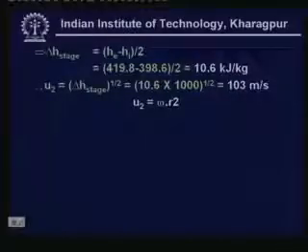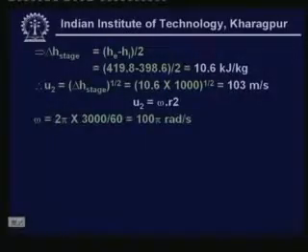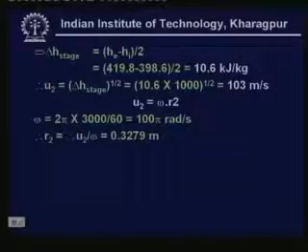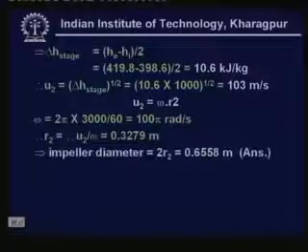And we know what omega is. Omega is nothing but 2 pi into rpm by 60. So rpm is given as 3000. You have to convert that into revolutions per second and multiply by 2 pi to convert this into radians per second. So 3000 rpm works out to be 100 pi radians per second. If you substitute this value, you find that the required outer radius is 0.3279 meters, and the required impeller diameter is equal to 2 into R2, that is equal to 0.6558 meter. So this has to be the same for both the stages.